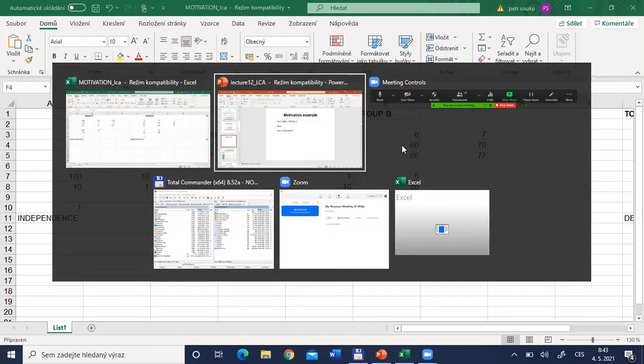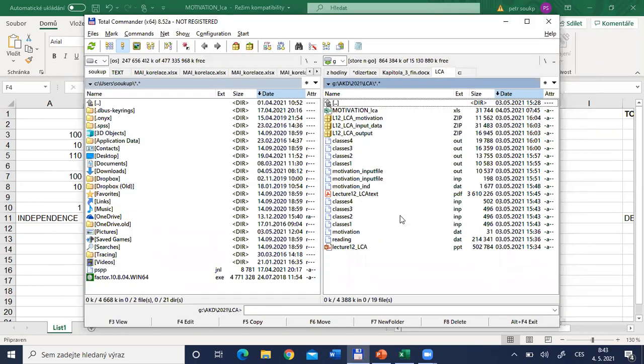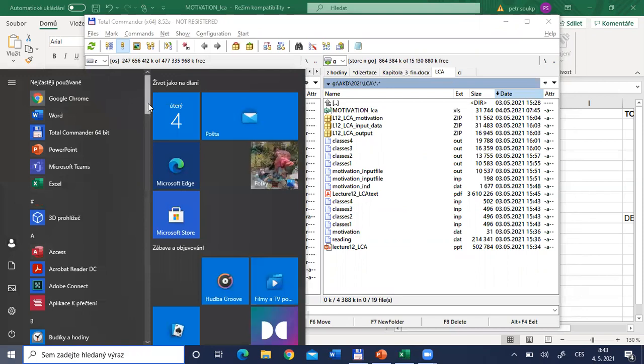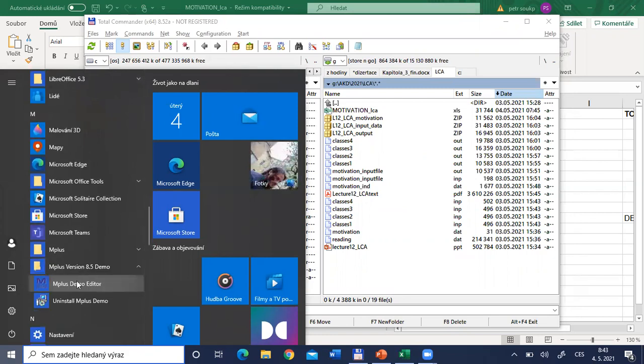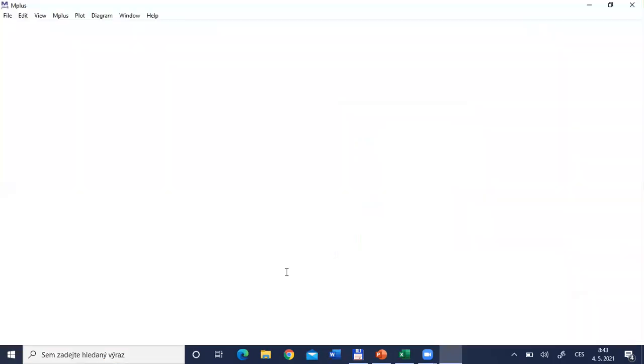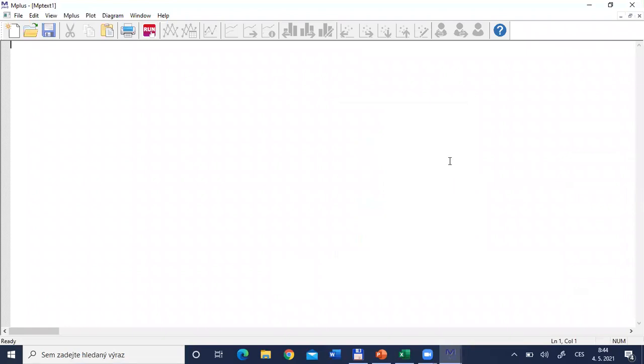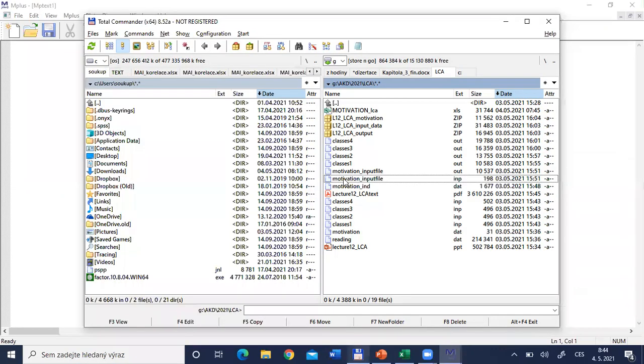Now we would start Mplus, using a data file called motivation.DAT, and we would need an input file called motivation input file with extension INP. So first of all, we would need to start Mplus and open the motivation input file. I would need to find Mplus demo on my computer. I hope I have it installed. So here it is, I would open Mplus demo. Now it should be open, and I would open once again the file called motivation input file, INP extension, so I would need to find it.